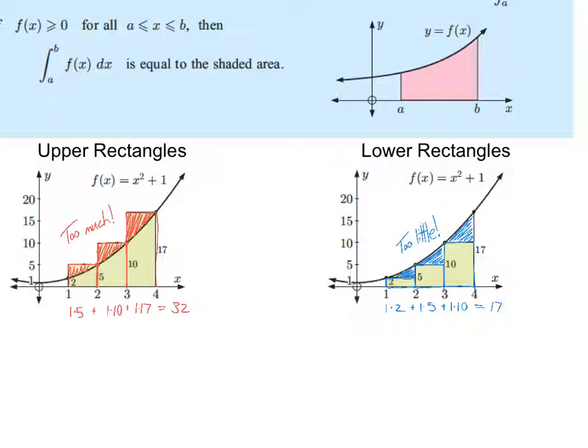How could we get a better approximation? Average these two. If I were to average these two, then I'll get a better approximation. So if I do 32 plus 17 divided by 2, that's 49 divided by 2, which is 24 and a half, 24.5. So that would be the average. Now that's still an approximation, but it's going to be closer than either the upper or the lower rectangles is.